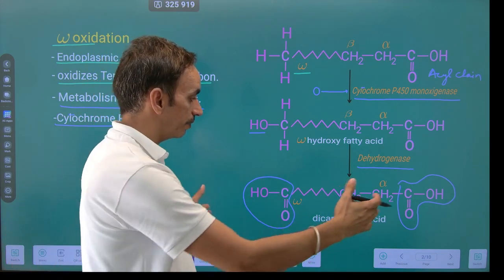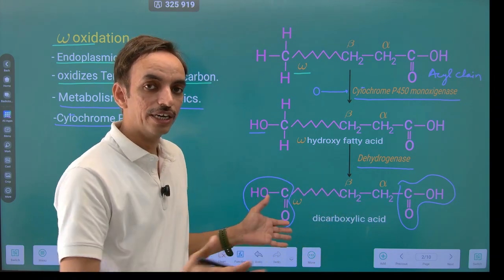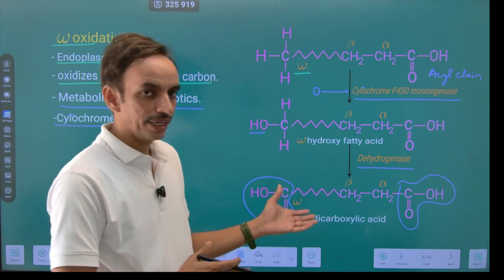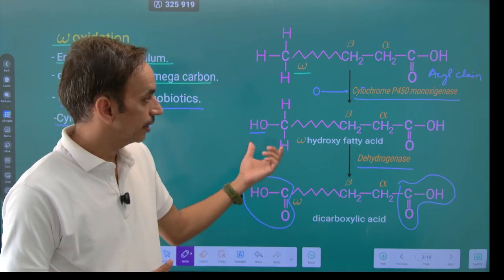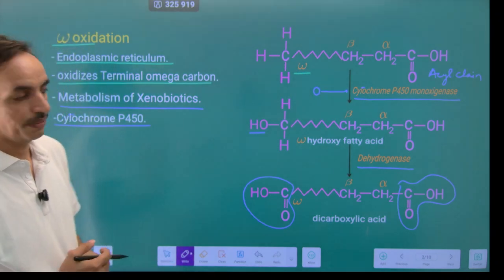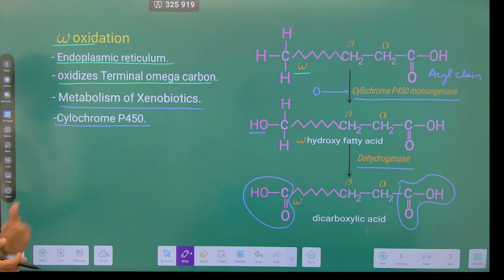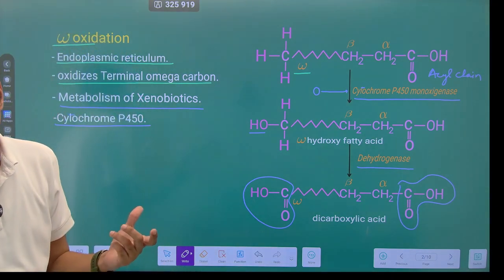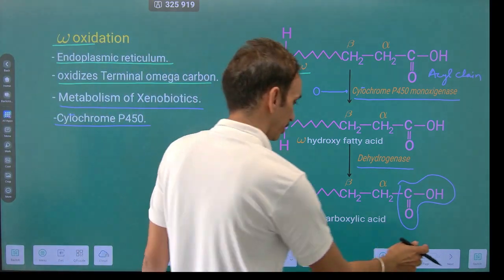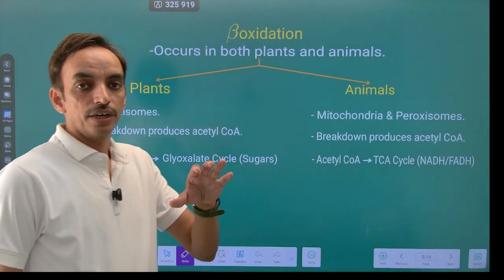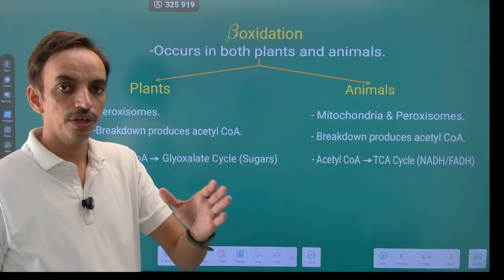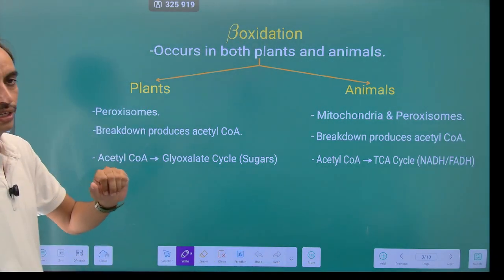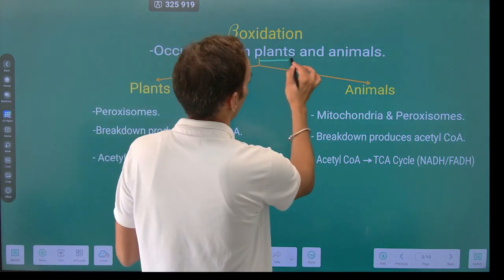Now the oxidation of this xenobiotic or the long chain fatty acid occurs from both ends. So there is a neutralization of these fatty acids, and the initial process occurs within the endoplasmic reticulum with the help of the enzyme called cytochrome P450 monooxygenase. So this is all about the omega oxidation, which is involved in the detoxification or neutralization of xenobiotics.